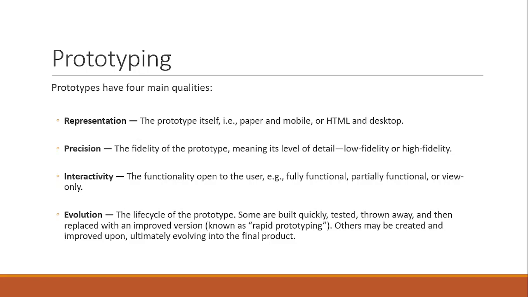The next and last quality is evolution. This refers to the life cycle of the prototype. So the life cycle: initial design, initial feedback, and then redesign, revision, and then adjusting based on the feedback. Some are built quickly, tested, thrown away, and then replaced with an improved version. This is known as rapid prototyping. With the term rapid prototyping, rapid means quickly produced. Others may be created and improved upon, ultimately evolving into the final product.